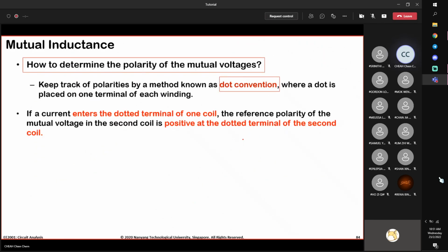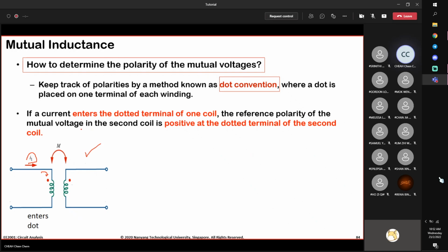So if you want to determine the induced voltage of one coil, you look at the current and the dot of the other coil. Let me put it this way, by one example, and then we follow this through. If a current enters the dot, let's say I1 enters the dot, then this indicates the polarity of the mutual voltage at the other coil, which is this coil.